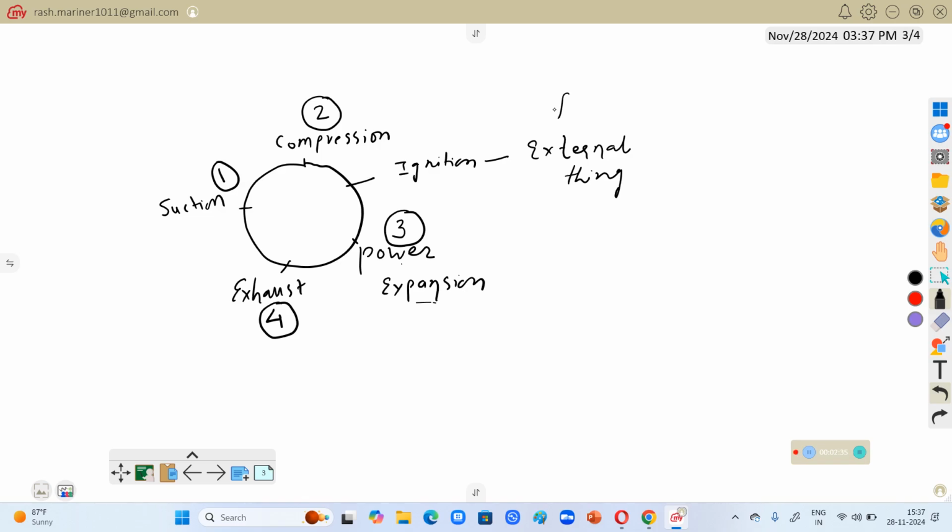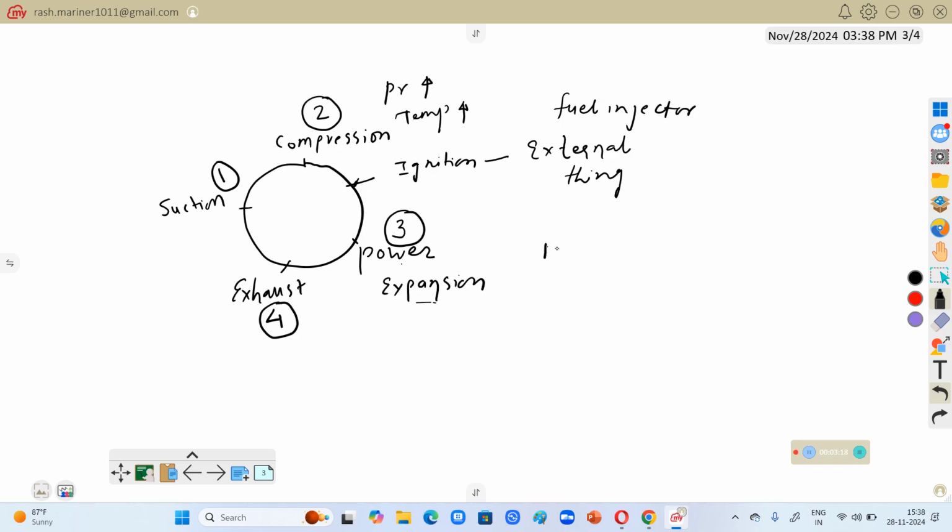Ignition is by the fuel injector. At this time, fuel is injected, when the piston is compressing. After compression, what happens? Pressure increases, temperature increases, and at that time if you put fuel oil, combustion will take place, and an expansion will take place. So expansion is also called the power stroke.